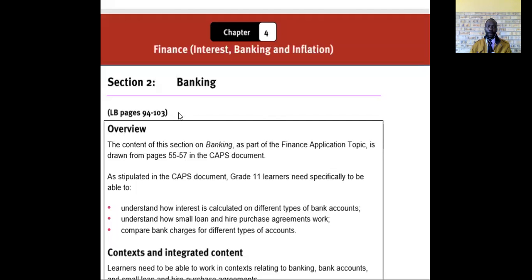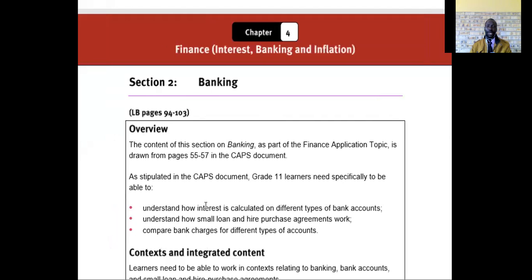Now, we are still looking at this finance and banking. One thing we have seen is that by the end of it, we will be able to deal with interest, compound interest and simple interest, calculating it, then possibly the concept of small loans and hire purchase agreements. What is this thing called a hire purchase agreement? Then later we will also compare bank charges for different types of accounts.